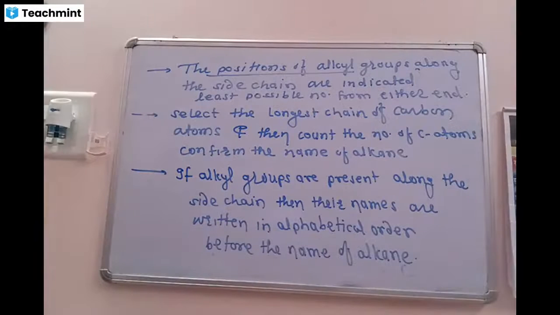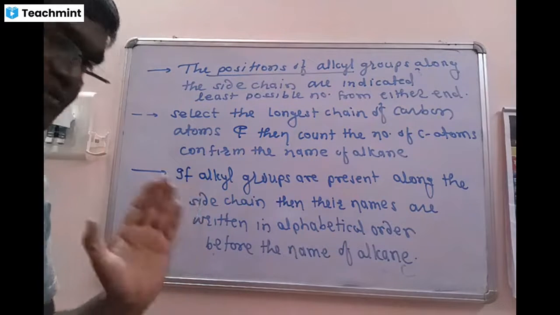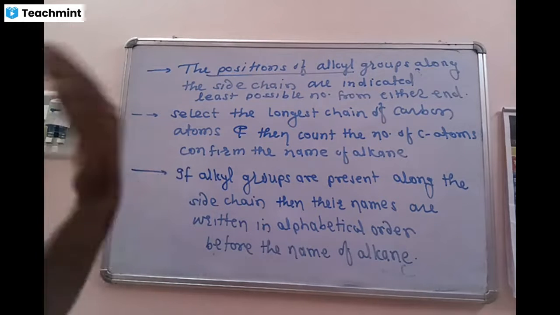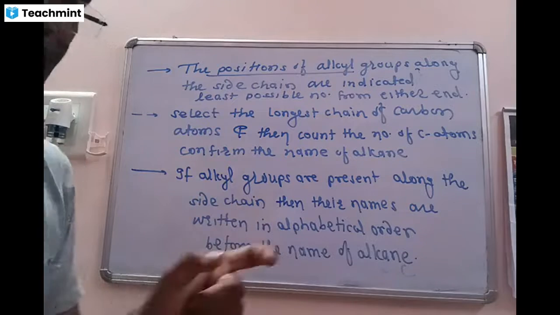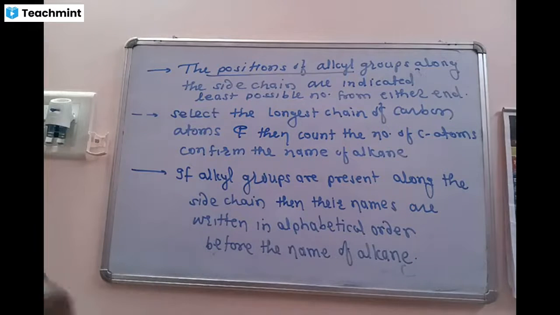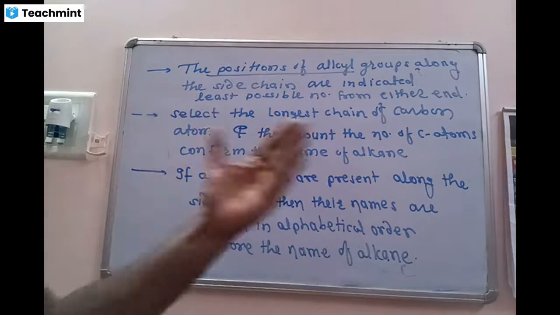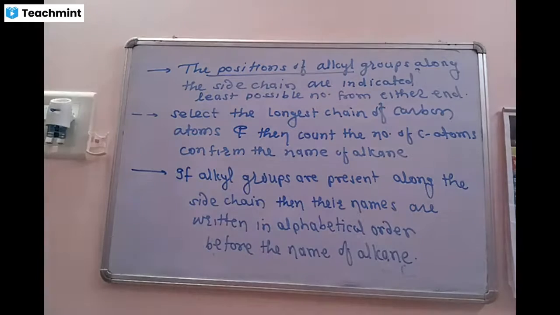You have to write their names in alphabetical order. Then you have to mention their positions along the chain. चेन में एक 4 नंबर के कार्बन पे लगा हुआ है मिथिल, तो you have to write 4 methyl. And if ethyl is there and it is associated with carbon number 5, then you have to write 5 ethyl. So alkyl group का जो नाम होगा उसके पहले जो नंबर है, that will indicate the position of that group on the carbon along the longest chain. So shall I write this? Yes. Okay.